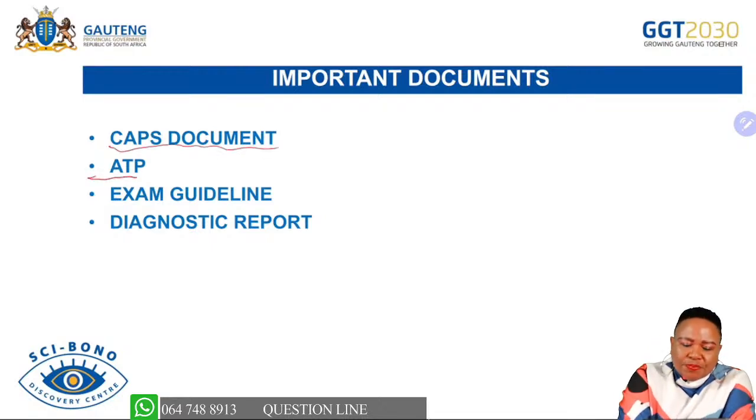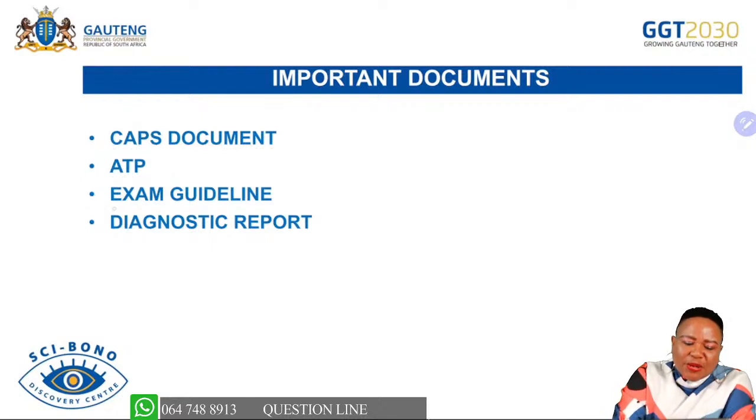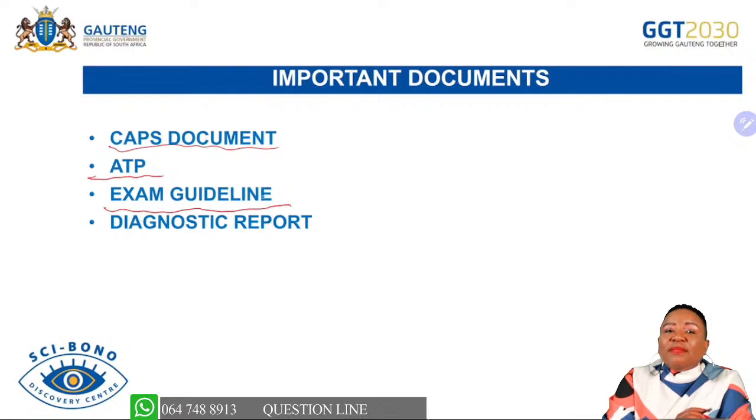You also need your ATP. The ATP is the Annual Teaching Plan. Some teachers are making copies for you to paste in your class activity books or home activity books. So make sure that always when you are looking at each and every topic, you refer to that Annual Teaching Plan. The exam guideline. Now, what is this exam guideline? The exam guideline is a guide that is provided by the examiners to say what you can expect at the end of the year. How will the question paper look at the end of the year?